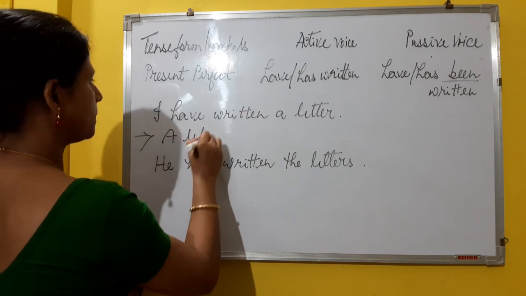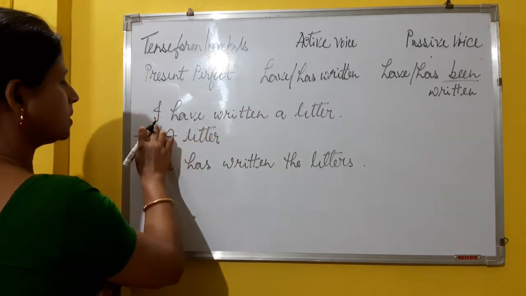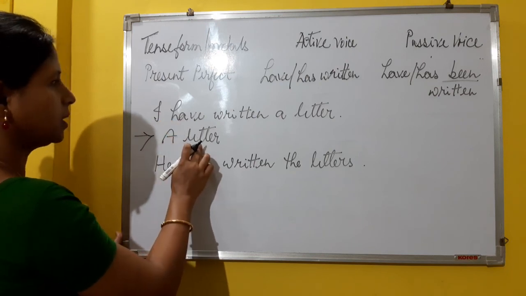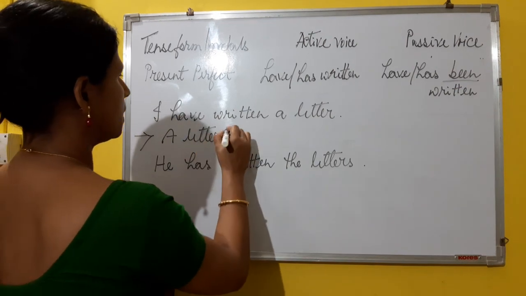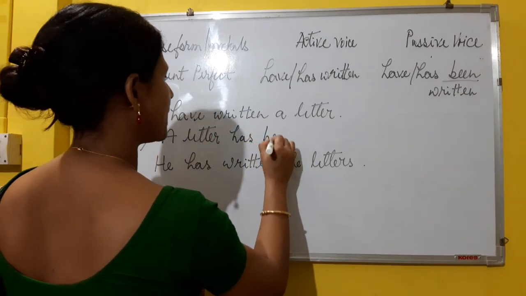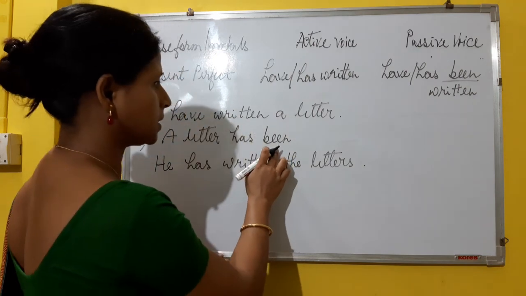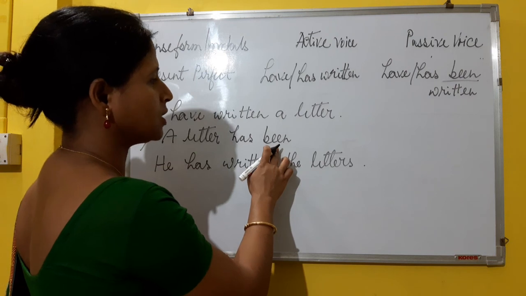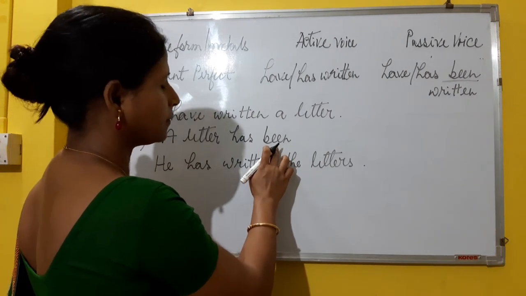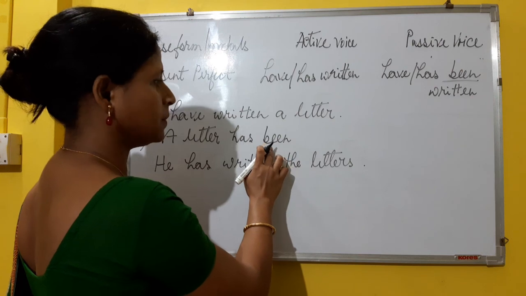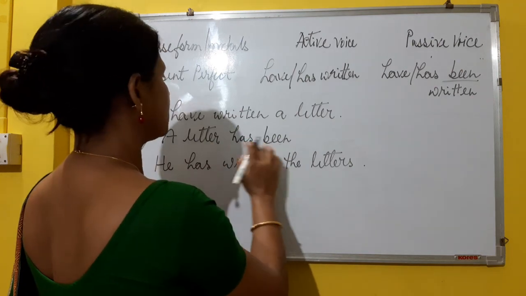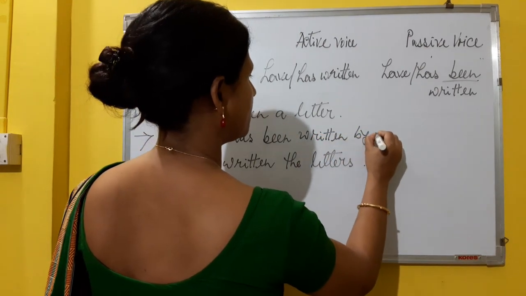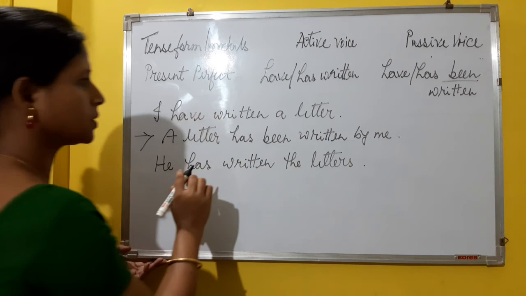A letter. Now remember, with the subject I, we use have. But since here a letter is third person, we cannot use have, we will use has. A letter has been. Be very careful about using this helping verb, because in continuous we use being, and in perfect form, present perfect or past perfect, we use be, been. A letter has been written by me.